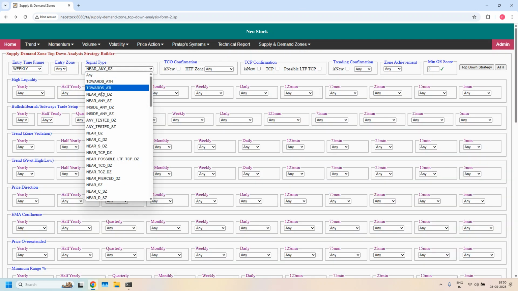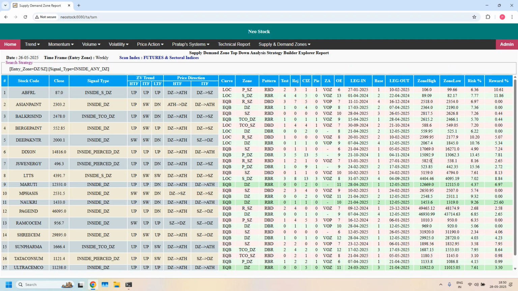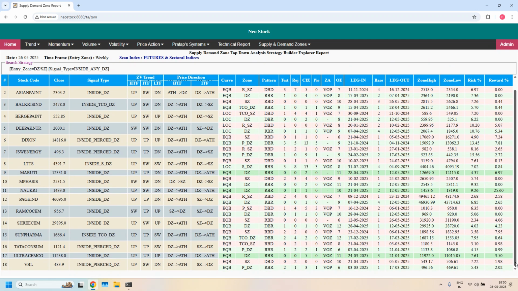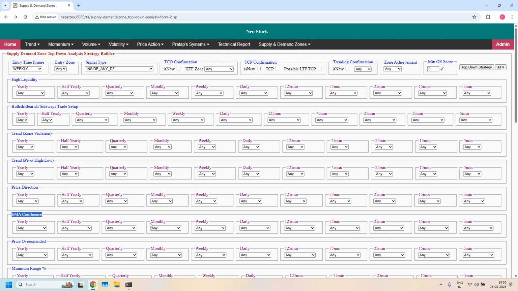Next, price closed inside the weekly demand zone. First 17 stocks in the list. Scrolling the list down, total 18 stocks are filtered. Out of these 18, how many weekly demand zones are having weekly EMA confluence? Let's verify.